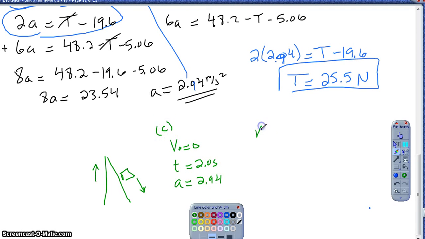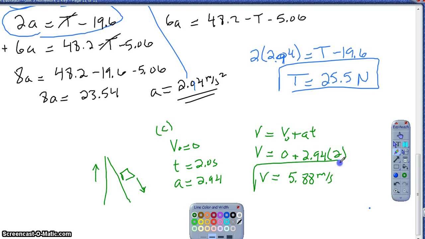If I want to find the final speed after 2 seconds, I'm just using velocity as a function of time. My initial velocity is 0, my acceleration is 2.94, and my time is 2 seconds. Finding that final velocity, that's where I got my 5.88 meters per second. Since the question just asked for the speed and not the velocity, I'm not worried about direction. I know both blocks are moving at that same speed because the system's not getting closer together and it's not falling further apart. So I've got that number to work with.